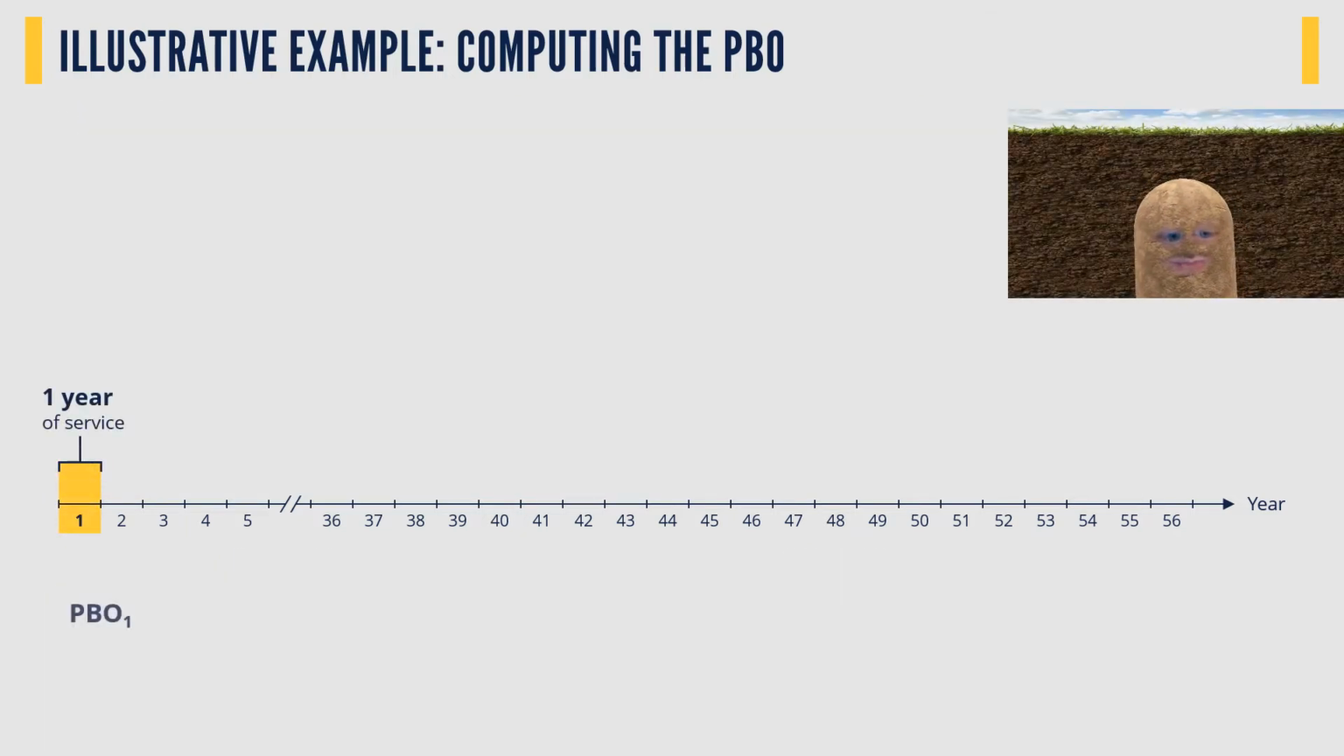Okay, so we want to compute the projected benefit obligation at the end of year 1. Once the employee has put in 1 whole year of service, they have been flipping French fries for an entire year. So the question is, what is the benefit that they've earned after 1 whole year?